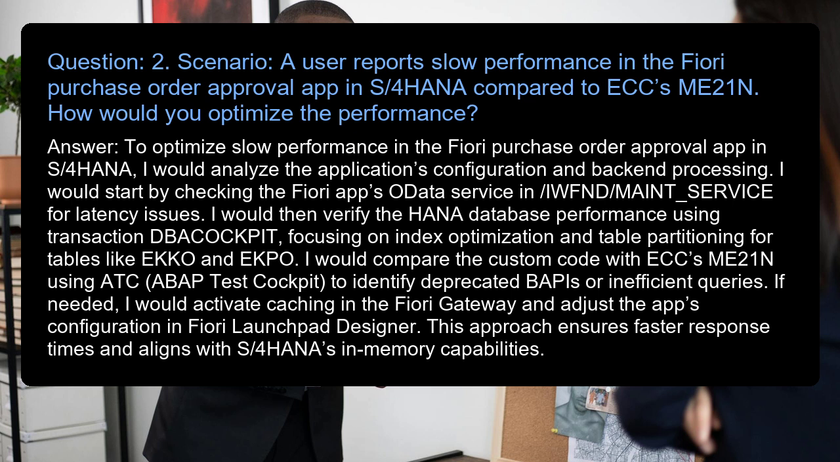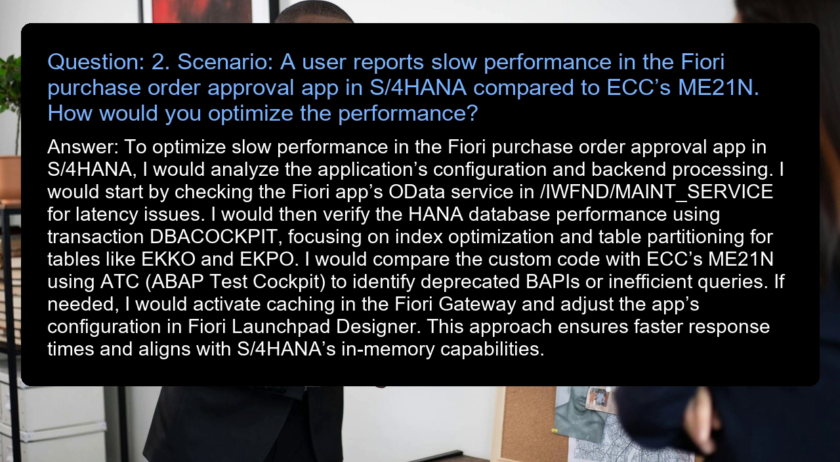Question 2. Scenario: A user reports slow performance in the Fiori purchase order approval app in S/4HANA compared to ECC's ME21N. How would you optimize the performance? Answer: To optimize slow performance in the Fiori purchase order approval app in S/4HANA, I would analyze the application's configuration and back-end processing. I would start by checking the Fiori app's OData service in /IWFND/MAINT_SERVICE for latency issues.